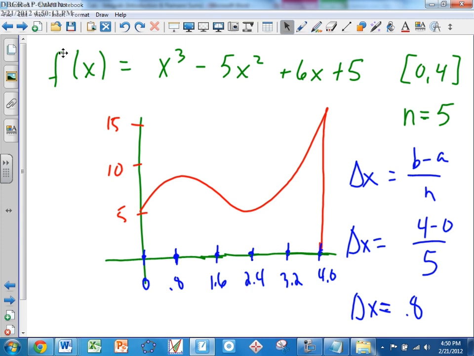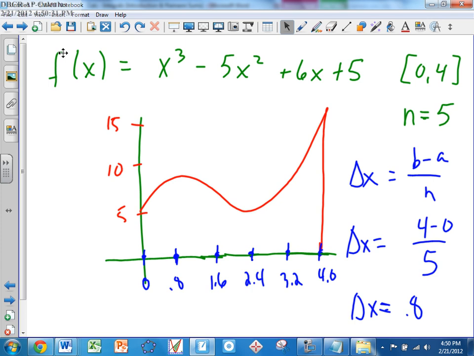I was saying for the left, you start from 0. For the left, you start from 0, and you end when you get to the 3.2 with your rectangle there. From the right, you start at 4, and you end when you get to here. From the midpoint, you literally go from each midpoint and make your rectangles.